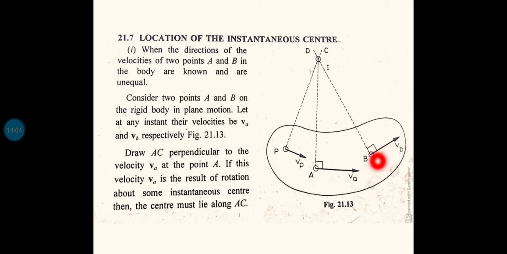From point B also I am drawing the perpendicular. So all these lines will meet at a particular point. Then we can say that all these points are rotating about this particular point C. Now this center is the instantaneous center.